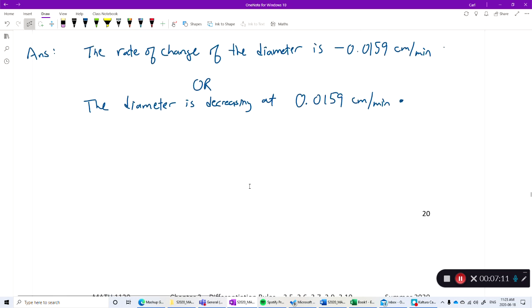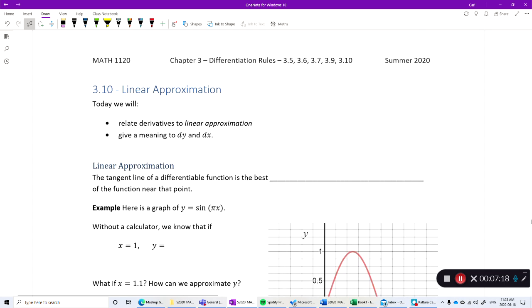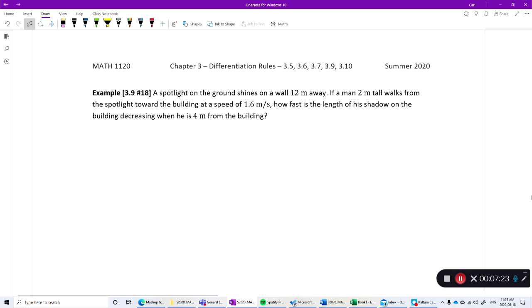Okay, now another geometrical one. I have 1, 2, 3 more to go. All right, we'll do all 3. Okay, so we need to read the question carefully. A spotlight on the ground, a bright light on the ground, shines on a wall 12 meters away. A man who's 2 meters tall walks from the spotlight toward the building. How fast is the length of his shadow on the building decreasing? Okay, it's confusing, right? Let's start by drawing a picture.